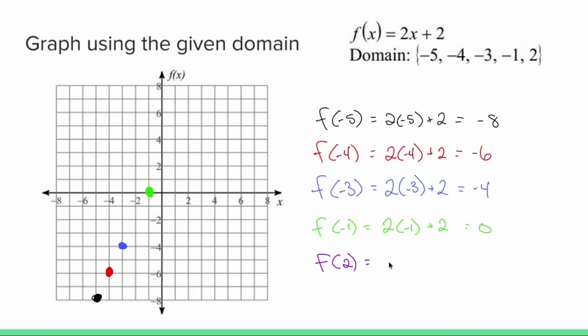F of 2 is going to be 2 times 2 plus 2. 2 times 2 is 4. 4 plus 2 is 6. F of 2 is 6. So we go to 2, we go up to 6, and there's our dot. Okay, so these are our 5 dots. This is the graph based off the domain that I have.